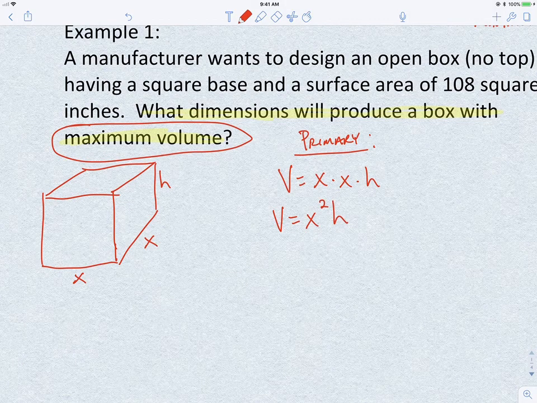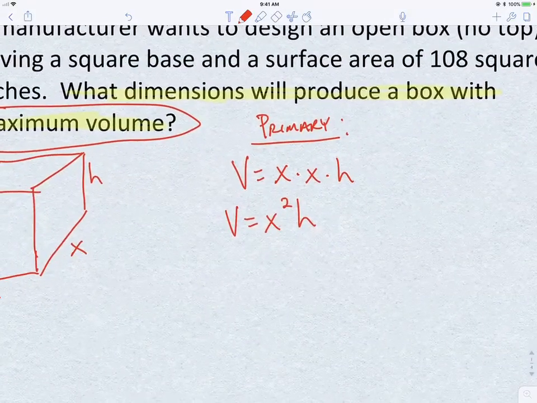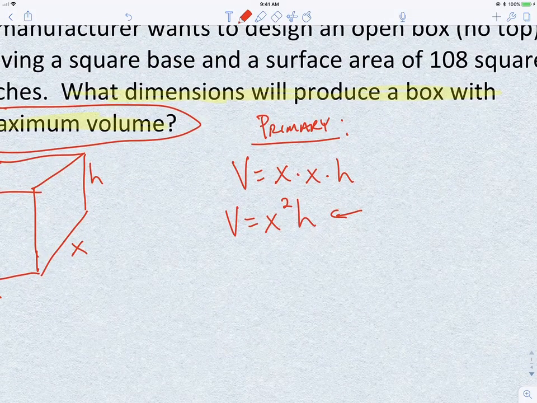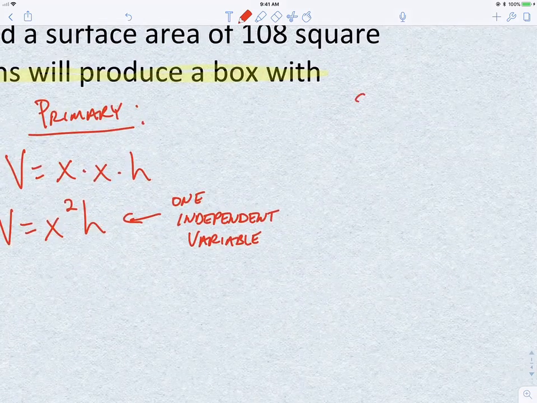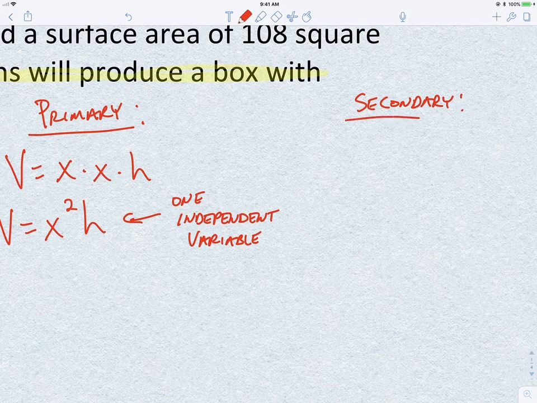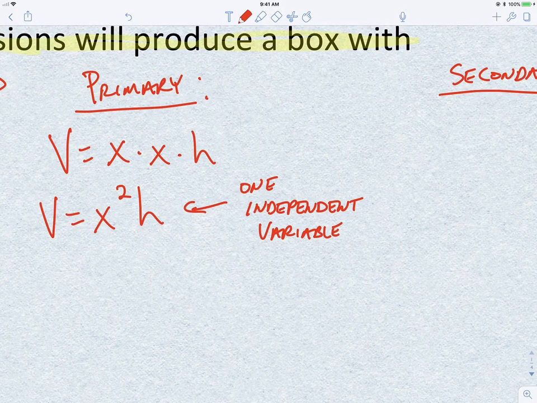Now, before I can take the derivative of this primary equation and find what x or what h produces the maximum volume, I need to get it into one independent variable. So right now there's two. The way that we can solve that problem is when we set up a secondary equation that has the x and the h in it.